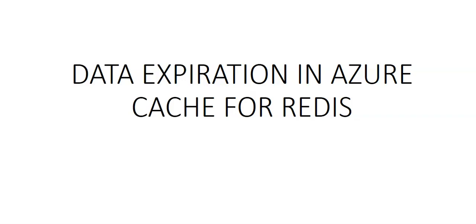There are ways we can use data expiration in Azure Cache for Redis. We can set the timeout of a key in seconds, milliseconds, and a few other ways. So let me just quickly log on to the portal and take it from there.